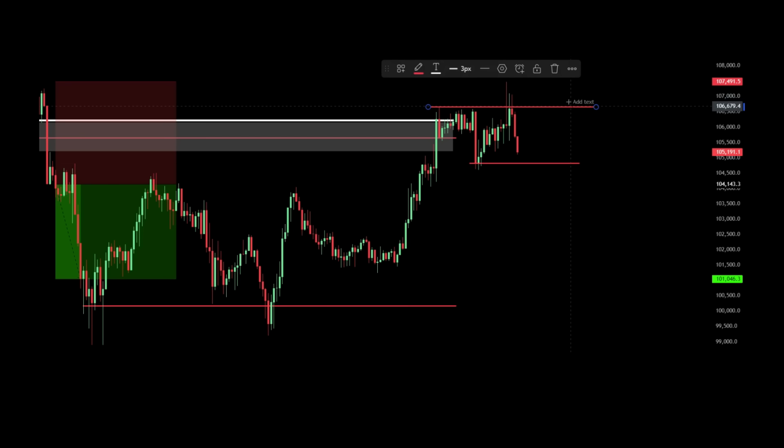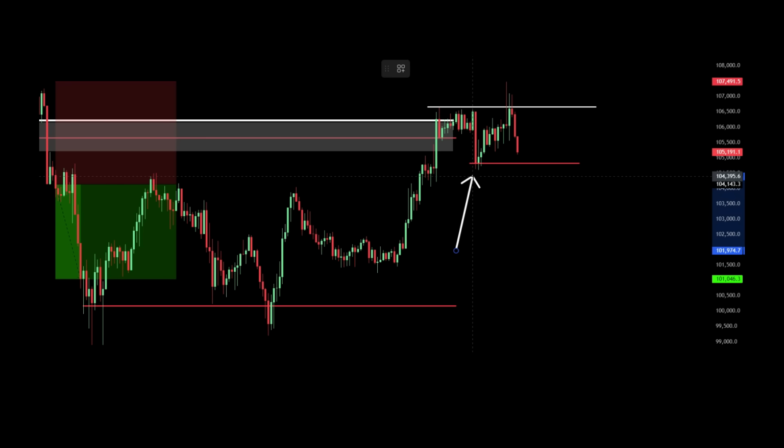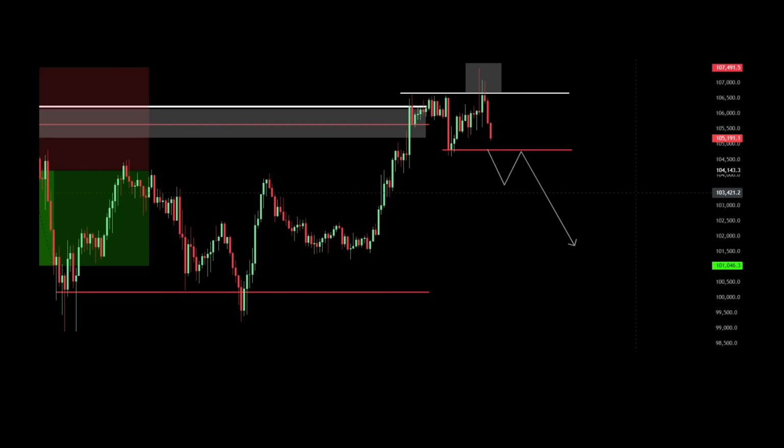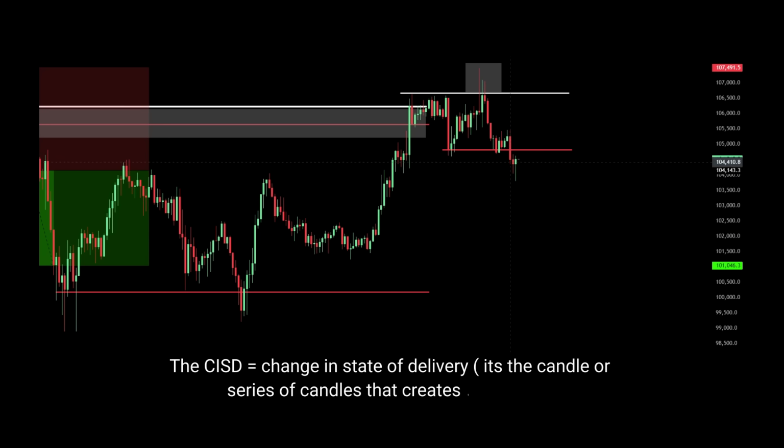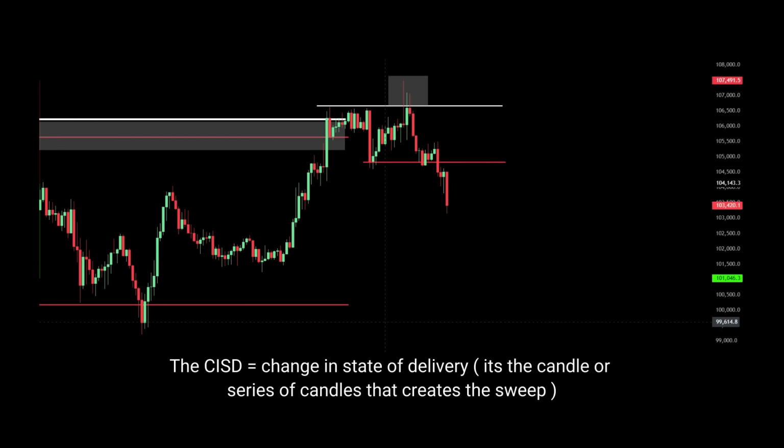Now this level at the bottom is our CISD level. This is our CISD, this is the sweep that was completed, and this is our reversal strategy. We get the sweep, we get the CISD. So we want to see a break of the CISD for our entry. So there we go. Price breaks that level nicely. You want to see a nice candle break so we can enter our trade on the break.